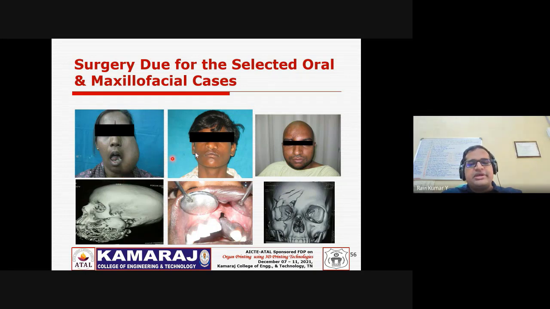Normally they come across cleft cases, and you can find several cleft cases by birth. These kinds of cleft cases can be solved by using 3D printing technology, with the aid of 3D printing technology.